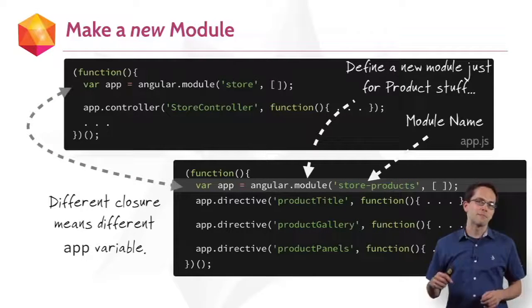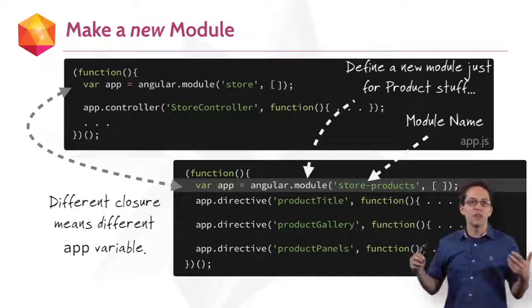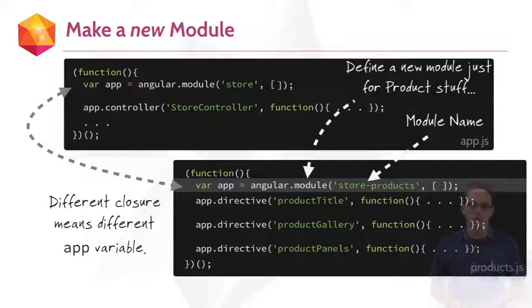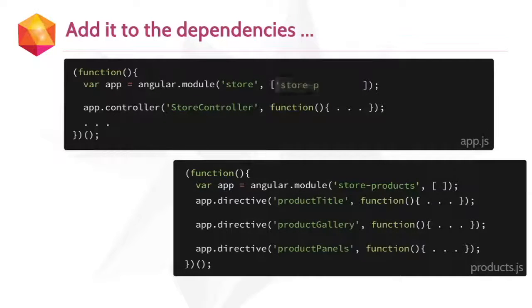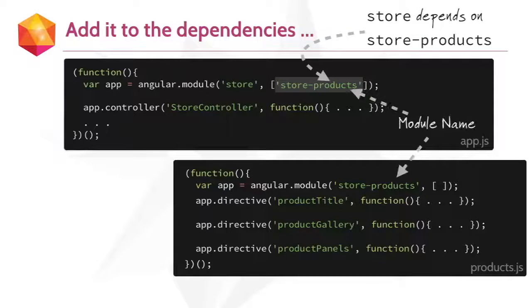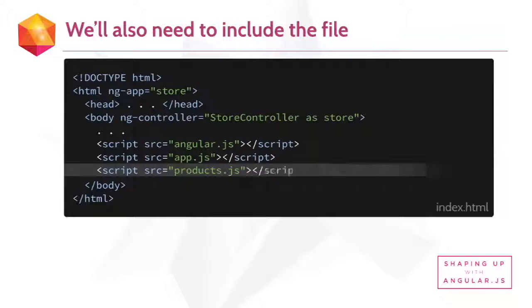You'll notice we're using that app variable in both our app.js and products.js, which is fine because they're both wrapped in a closure. Now we need to tell our store module that it depends on this store products module. To do that, we simply add it to that blank array when we initialize our store module. The other thing we need to do to make this work is to include this products.js file inside our index.html.